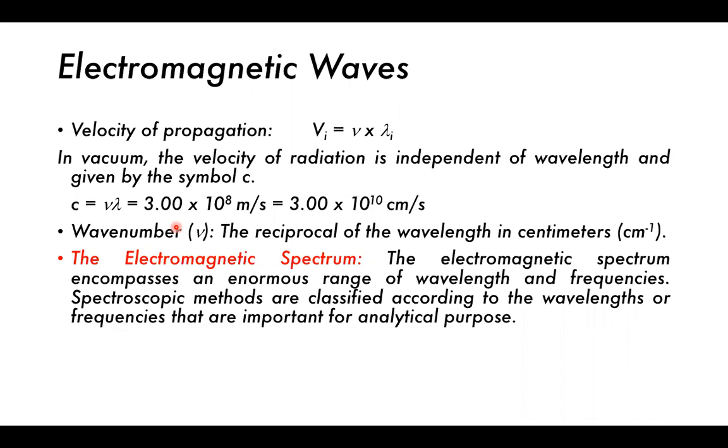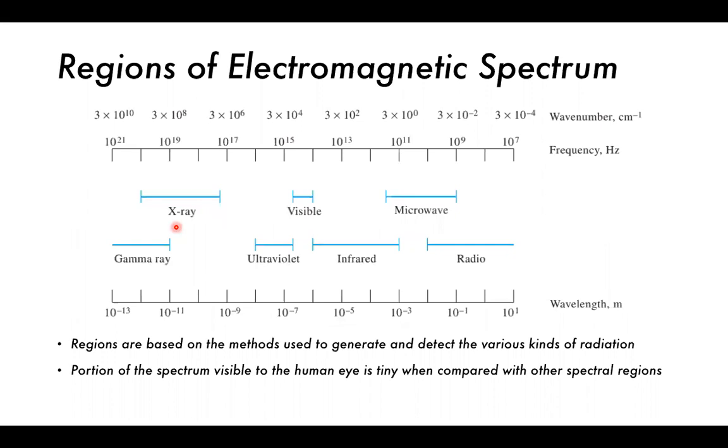The electromagnetic spectrum. The electromagnetic spectrum encompasses an enormous range of wavelengths and frequencies, and spectroscopic methods are classified according to the wavelengths or frequencies that are important for analytical purposes. So here are some of the regions in the electromagnetic spectrum. We have here the frequency in hertz, here the wave number in reciprocal centimeters, and the wavelength in meters. You will find all of these in literature and in different applications, and they can all be interconverted. They're just units of convenience for the most part for different purposes.